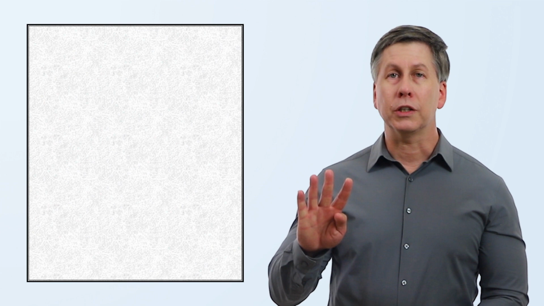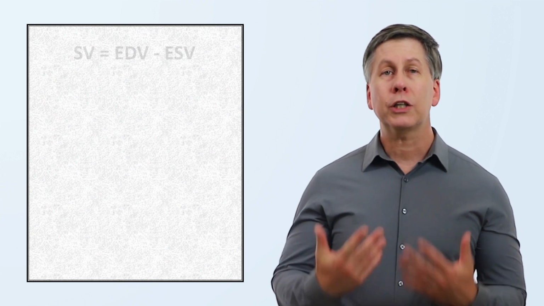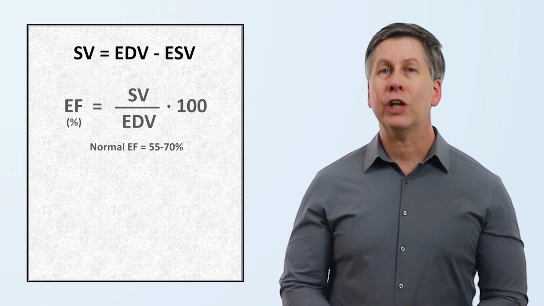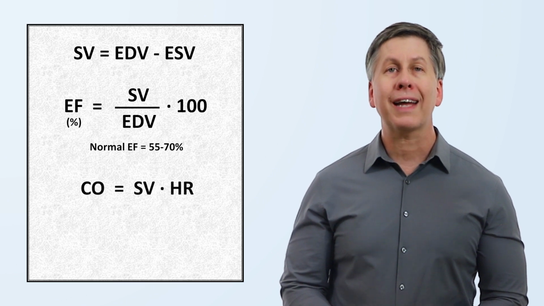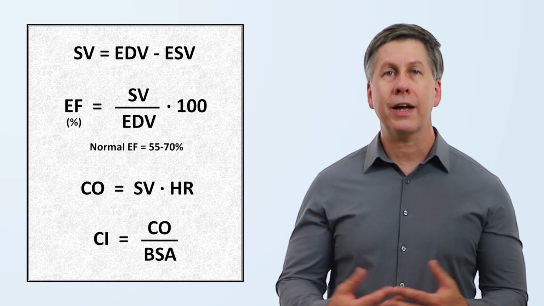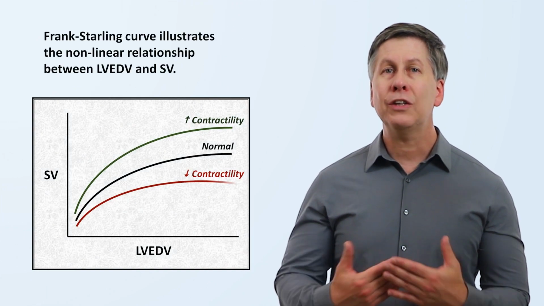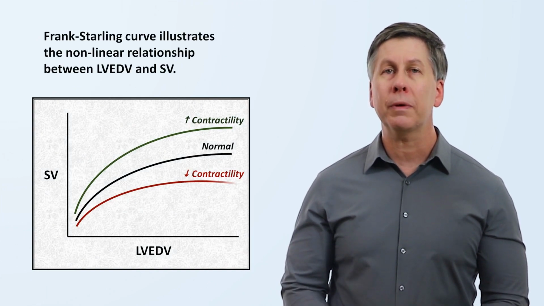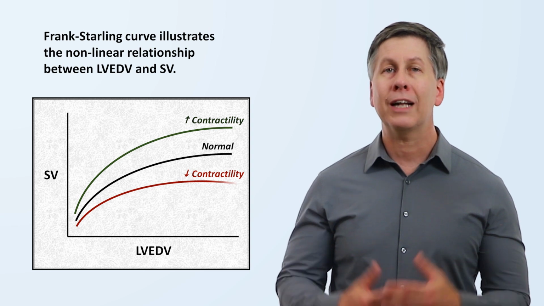The four equations that you need to remember: the calculation of stroke volume, ejection fraction, cardiac output, and cardiac index. And last, the Frank-Starling curve illustrates the nonlinear relationship between LV-EDV and stroke volume. That concludes this video on cardiac mechanics.